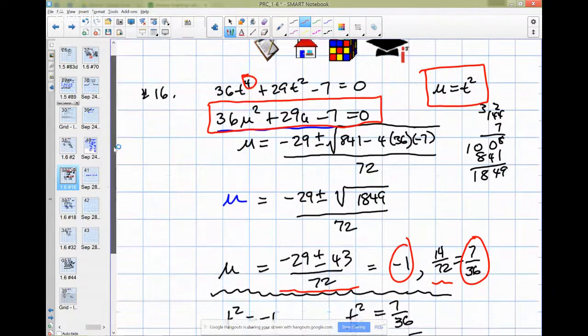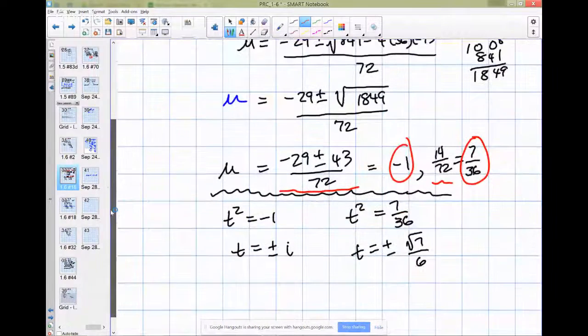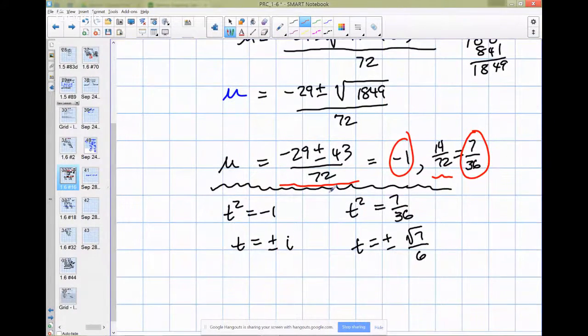And so, right, Brandon, yeah, what you said is going to happen. So u equals negative 1, so t squared equals negative 1. There's my back substituting. And if t squared equals negative 1, at least if we use complex solutions, we would have what, a plus i and a minus i? And then the other answer was 7/36. So again, I back substitute t squared. So here there's 2 imaginary answers and 2 real ones.